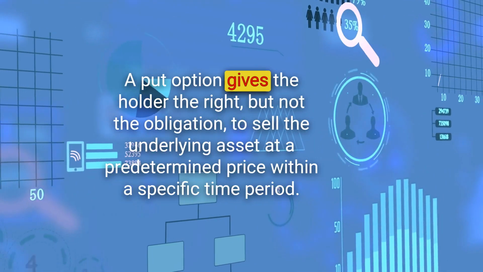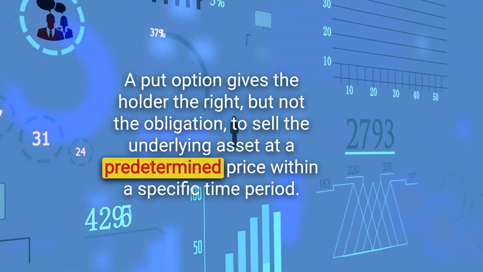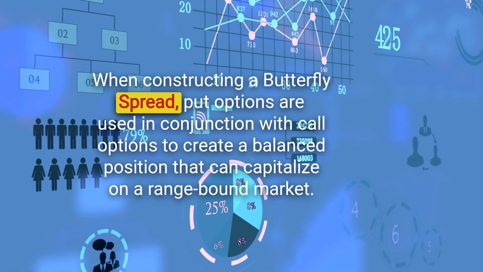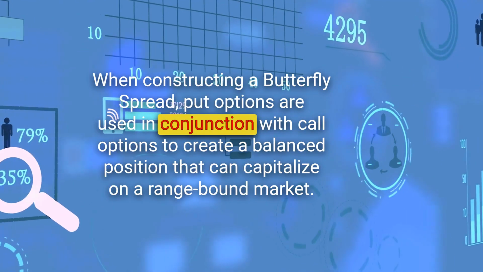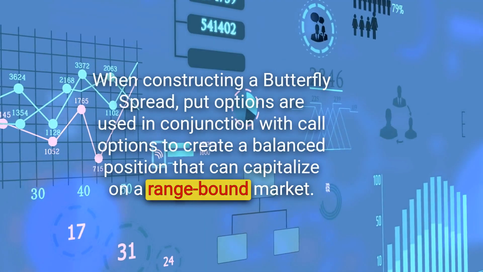A put option gives the holder the right, but not the obligation, to sell the underlying asset at a predetermined price within a specific time period. When constructing a butterfly spread, put options are used in conjunction with call options to create a balanced position that can capitalize on a range-bound market.